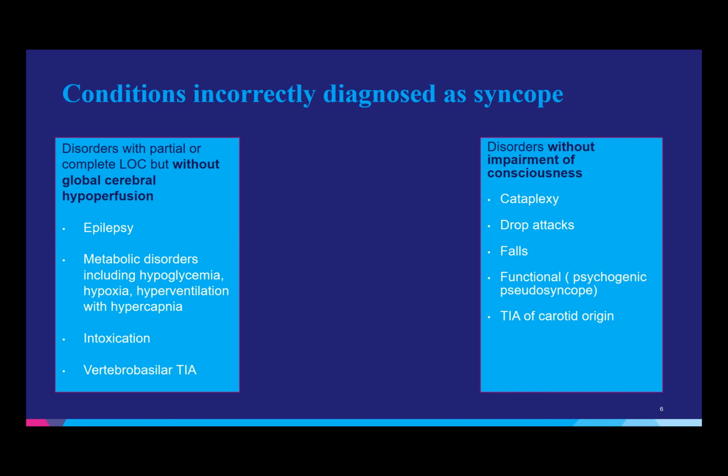TIAs are really difficult to tease out because some TIAs come with a vagal component early on. But the key for anything that's a TIA or stroke is a focal neurological deficit. If you don't have a focal neurological deficit, it's not a TIA. But remember that there is a vagal component to a lot of strokes.